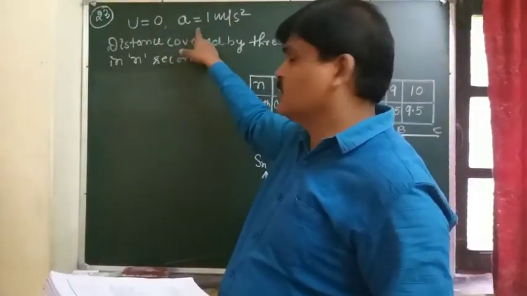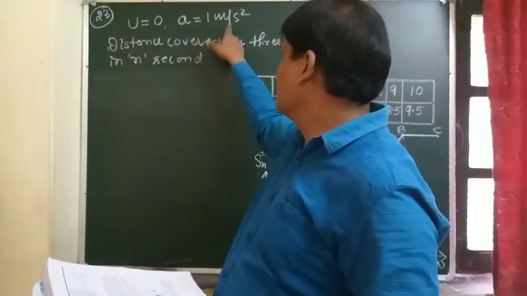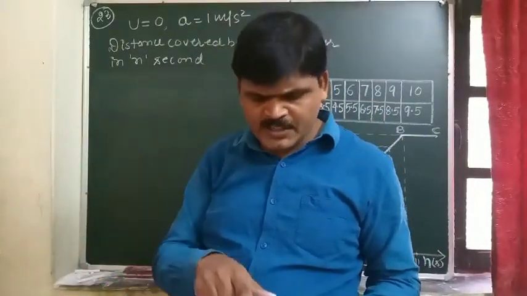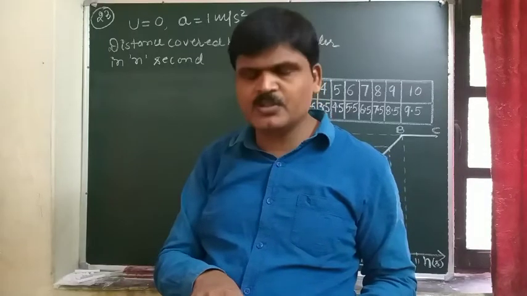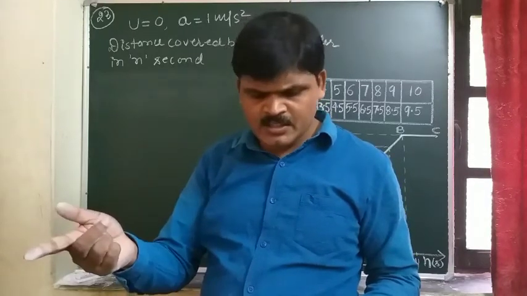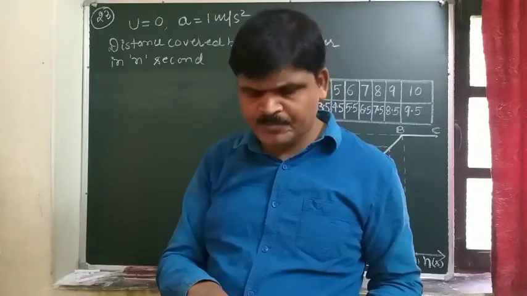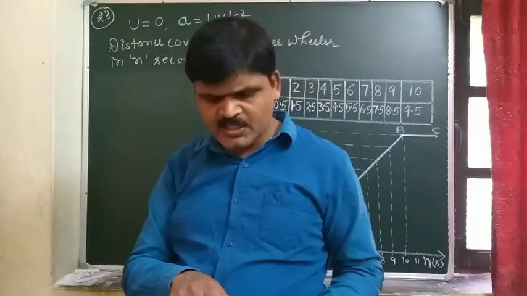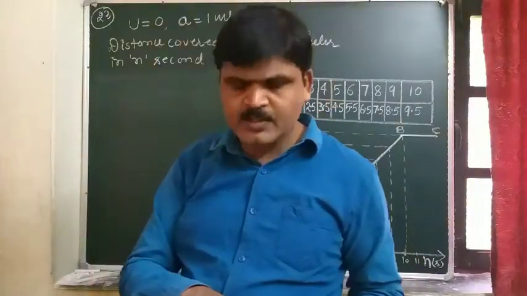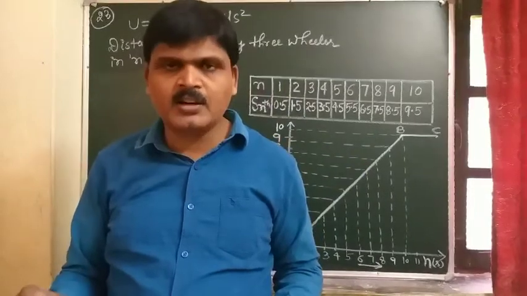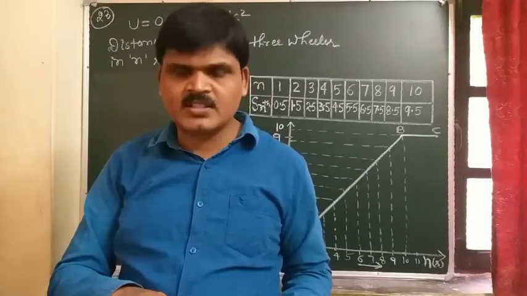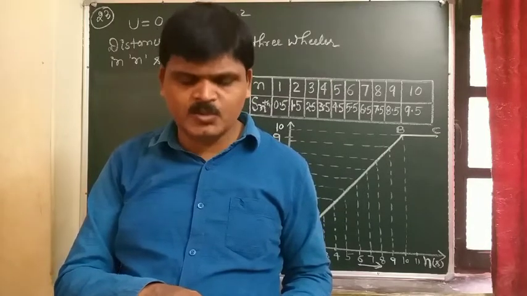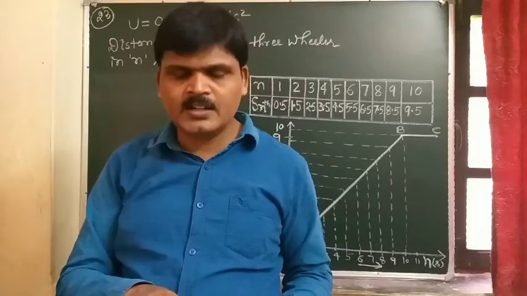It accelerates uniformly with acceleration 1 meter per second squared in a straight path for 10 seconds, and then moves with a uniform velocity. After 10 seconds, the three-wheeler moves with a uniform velocity. Plot the distance covered by the vehicle during the nth second, where n equals 1, 2, 3 up to 10 seconds, versus n. So we have to plot a graph between the distance covered by the vehicle during the nth second and n.